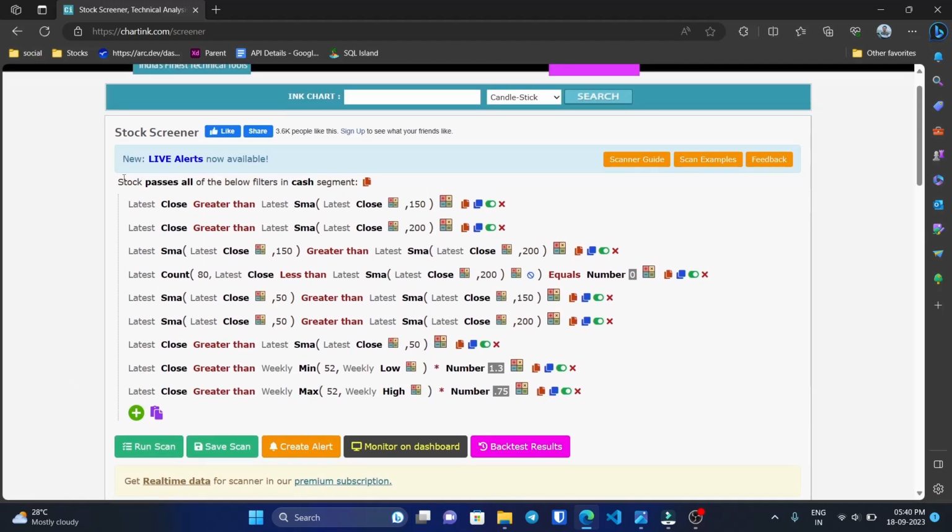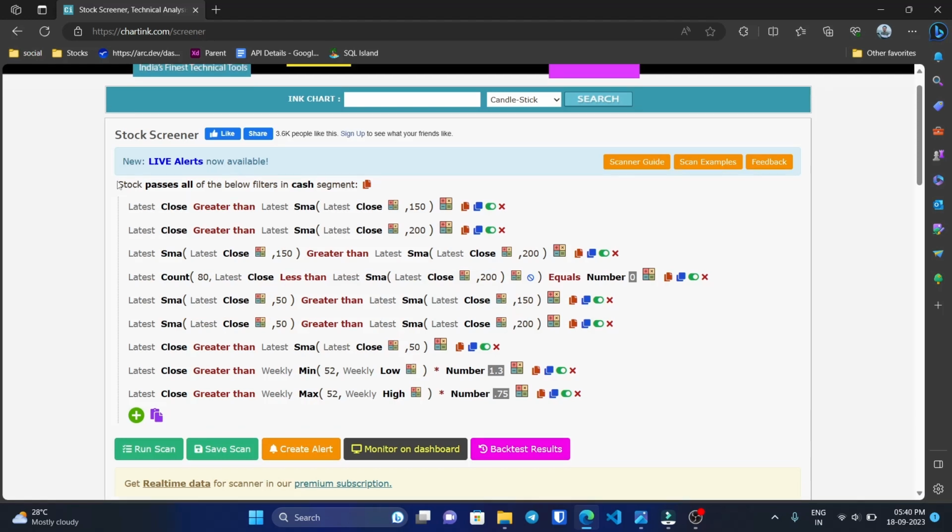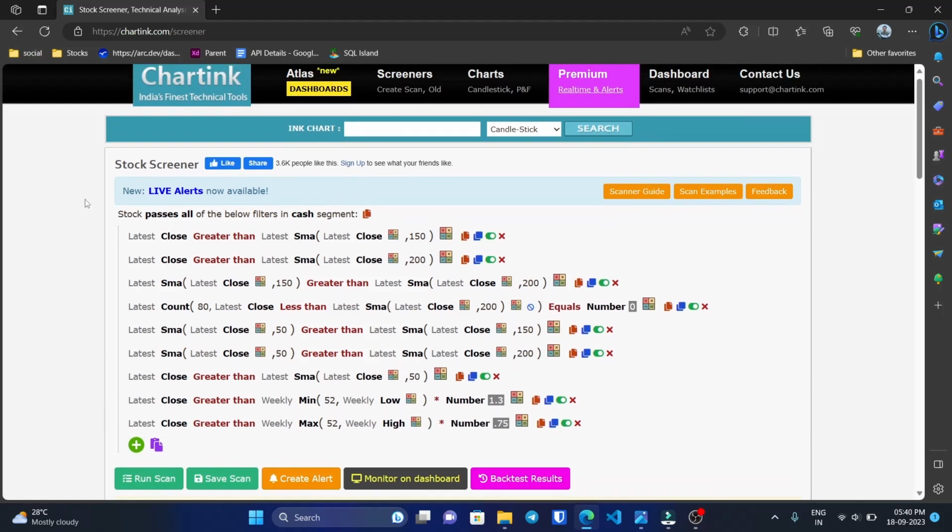Okay. So this is the Mark Minervini trend template recreated using Chartink.